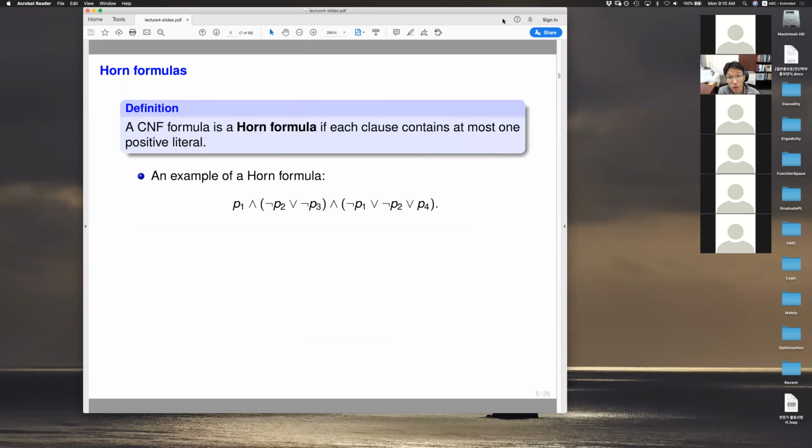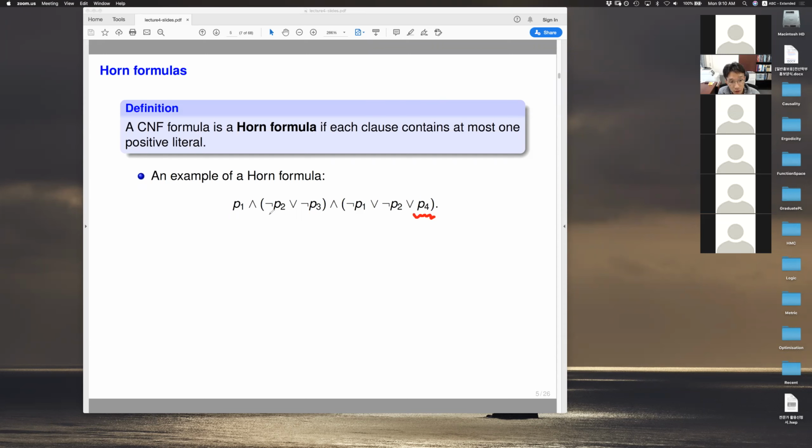Let me use the pen here. So here's an example of a Horn formula. There are 3 clauses. One is P1, the second clause is the negation of P2 or the negation of P3. The third is what you see here. If you look at the third one, it has one positive literal, this one, and that's it. The other literals it has are all negative: the negation of P1 and the negation of P2. So it satisfies the requirement for being a Horn formula. The requirement is that there should be at most one positive literal.